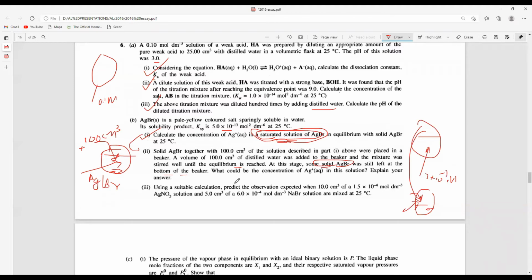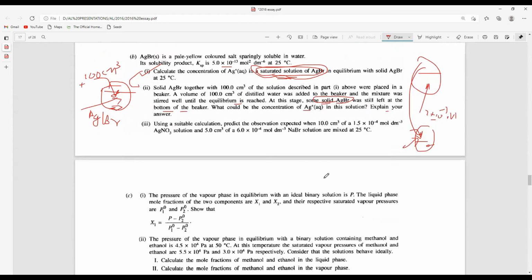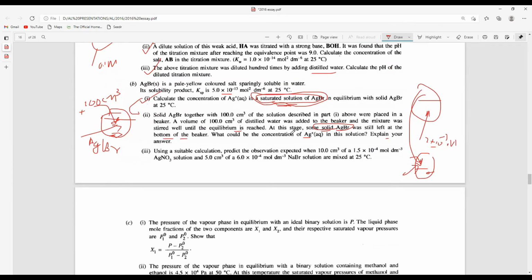Okay, so what could be the concentration of Ag+? The concentration of Ag+ is the same as in part 1. So it is 7 into 10 to the power minus 7 M roughly. So what is the reason? The reason is that after adding AgBr, if some solid is remaining at the bottom, the solution is still saturated, so the solubility is the same. That's it, because the equilibrium has to maintain Ksp at the same temperature. That's the idea. So this question is very, very long, but the answer is very simple.